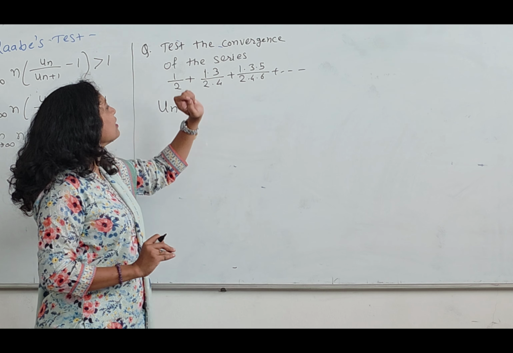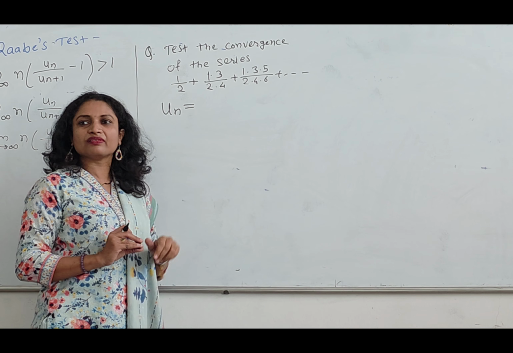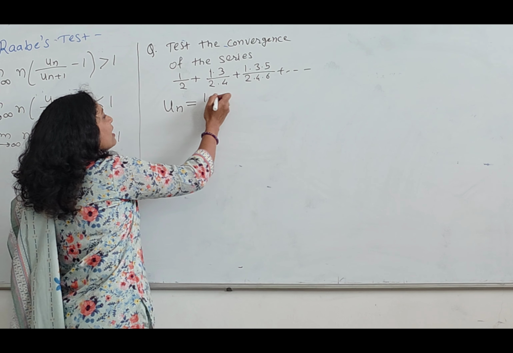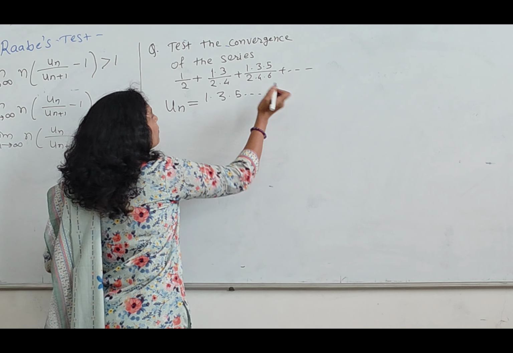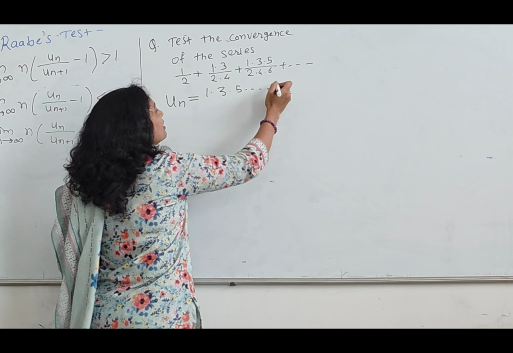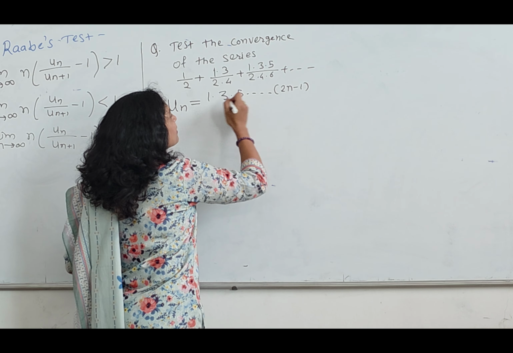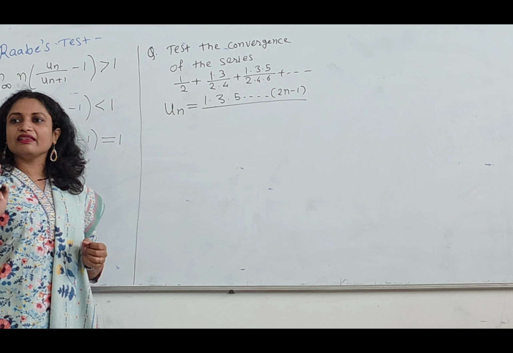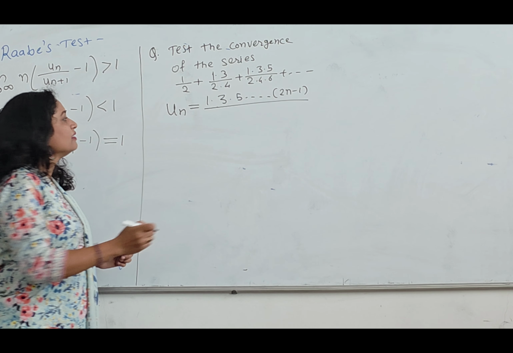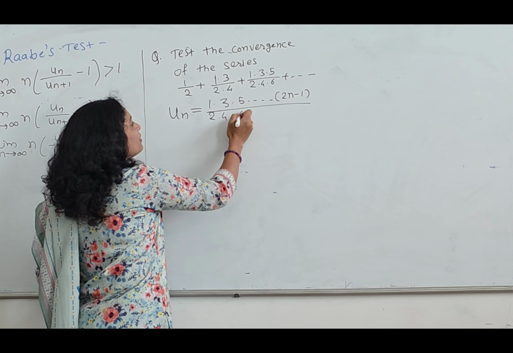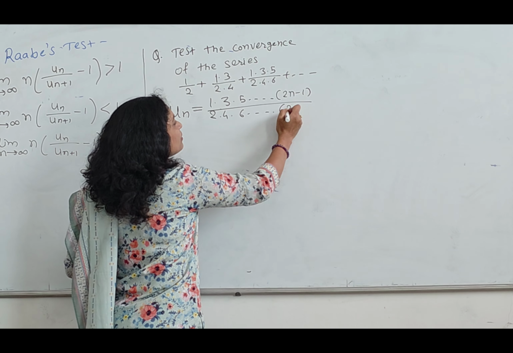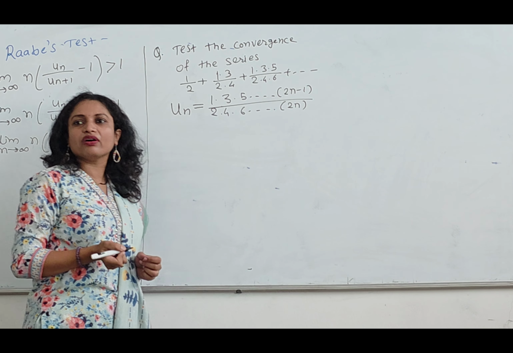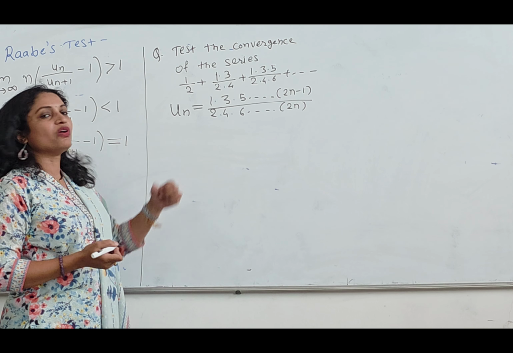And what is this product? This is the product of odd numbers, so this will be 1 into 3 into 5, the odd numbers starting from 1, till 2n minus 1. Then the denominator is the product of even numbers, so this will be 2 into 4 into 6 till 2n. We are writing 2n for even numbers. So this is for the nth term.